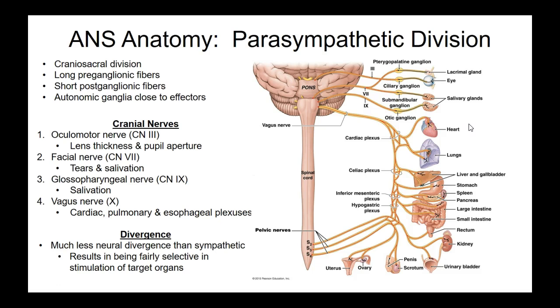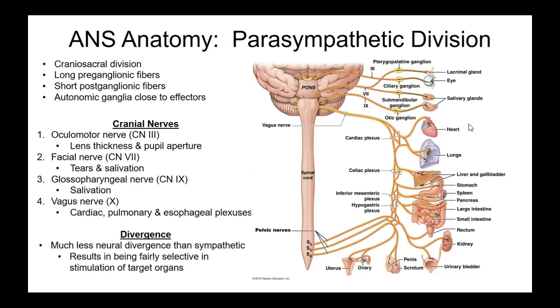All right? So I know this image is fairly busy. Okay? But the point is that starting with the CNS, know that the neurons for the parasympathetic are coming out of the craniosacral region, and that they are long preganglionic but short postganglionic neurons, which means the ganglia are going to be close to the viscera, right?